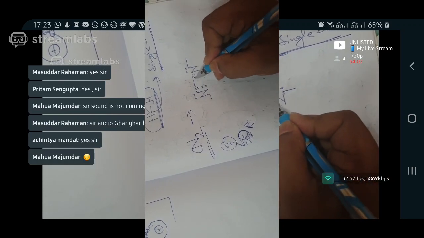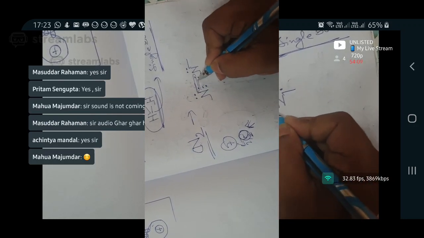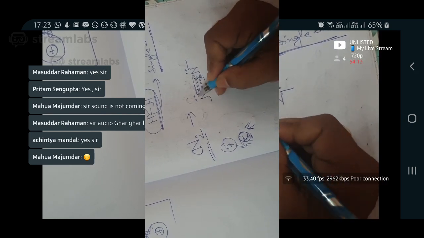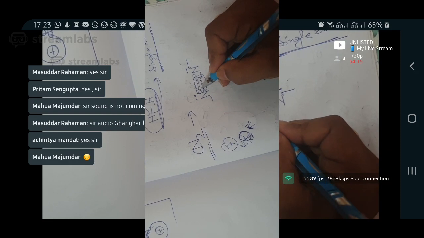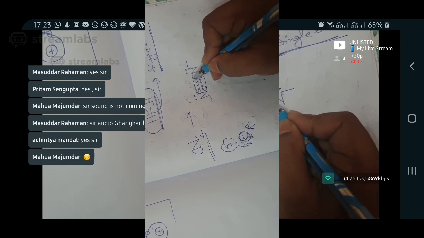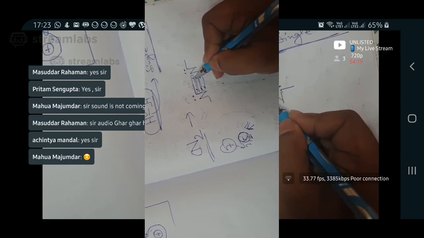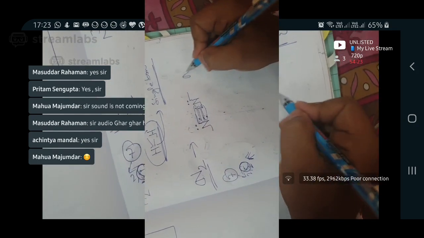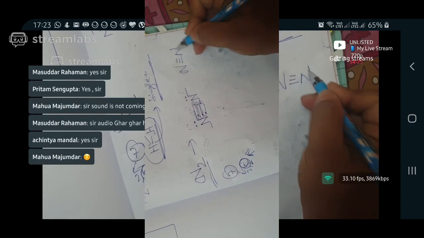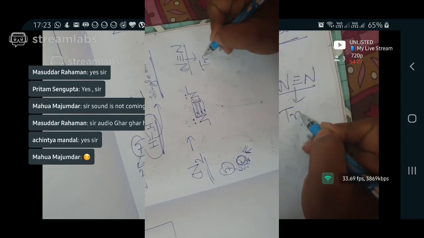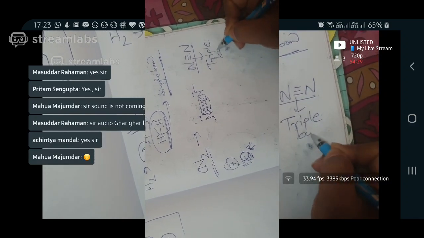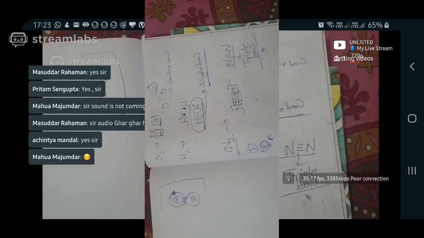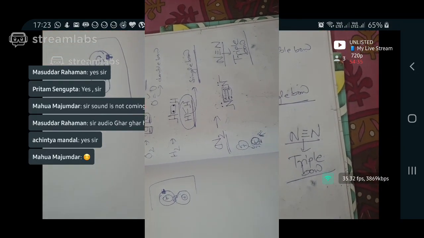So it will share these 2 electrons. Now count: 1, 2, 3, 4, 5, 6, 7, 8. So nitrogen makes a triple bond with another nitrogen. This is known as a triple bond or triple covalent bond. So I hope you understand that it has a triple bond or triple covalent bond.